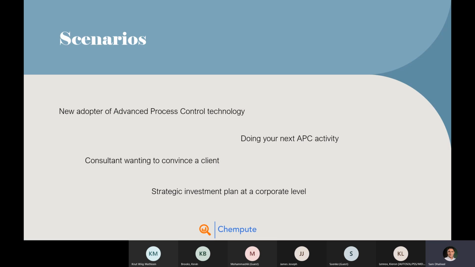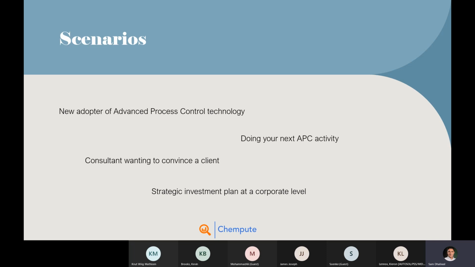Okay, so what are the different scenarios where you might need to create a business case for advanced process control? You could be a new adopter doing a trial project, in which case it's always a good idea to prepare a business case. You could be doing your next APC activity, and to get approval you might want to create a business case and get the approval of management, because there might be several competing projects.